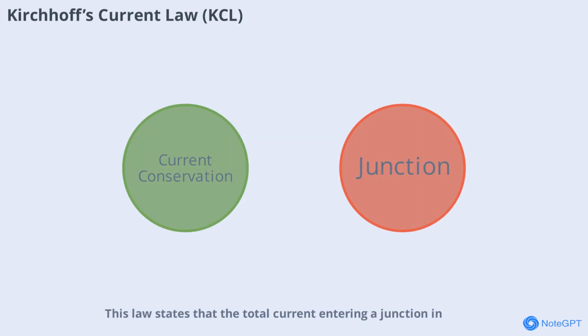Let's begin with Kirchhoff's current law, often abbreviated as KCL. This law states that the total current entering a junction in a circuit is equal to the total current leaving that junction. In other words, electric charge is conserved at every point in a circuit. This principle is incredibly useful when analyzing circuits with multiple branches, as it allows us to set up equations based on the currents flowing in and out of a node.